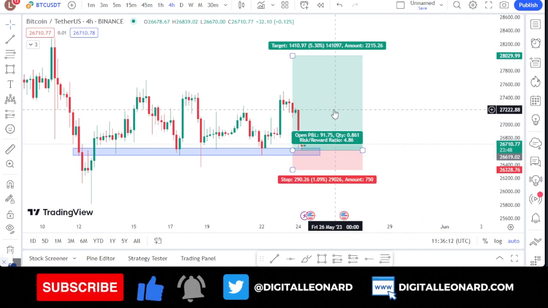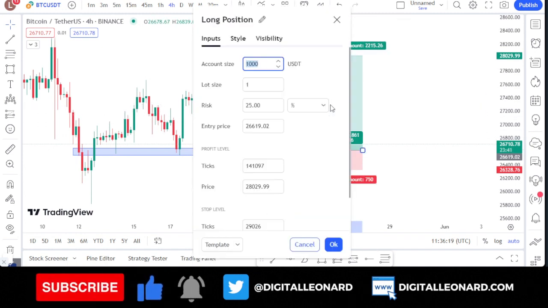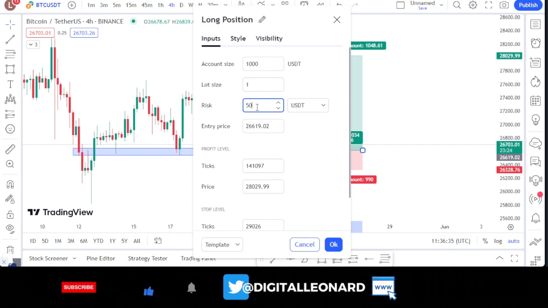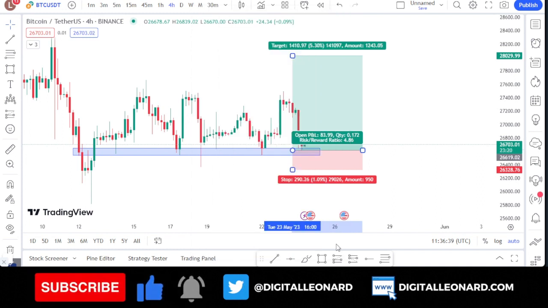Now if you want to see a typical representation of that, you can double click on the long and short position tool. Here your account size is $1,000. How much are you ready to risk? Is it 1% or 2%? You go ahead and put it here. Put the percentage of what you want to risk. You can put it in percentage or put it in USDT. If you want to risk, let's say out of $1,000, $50 in every trade, you go ahead and put $50 there. Once you put that, just click on OK.